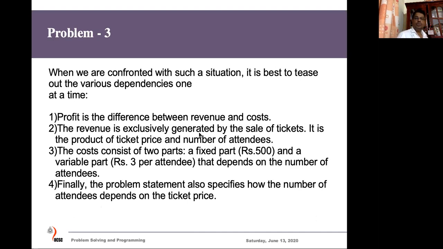As I discussed, here are the functions we want to think about. One is the profit, which is the difference between revenue or income and the cost, that is revenue and expenditure. Revenue is exclusively generated by sales, so it is a product of ticket price and number of attendees, as I mentioned. The cost consists of two parts, the fixed cost and the variable cost. And finally, attendees depend on the ticket price. If you can write those functions, you could solve this big problem.